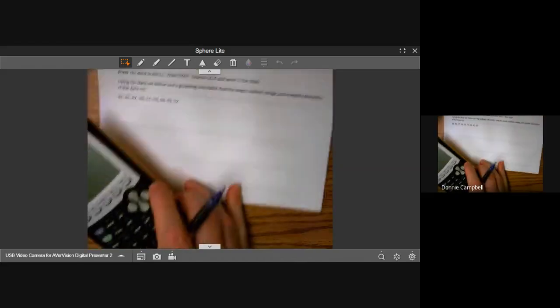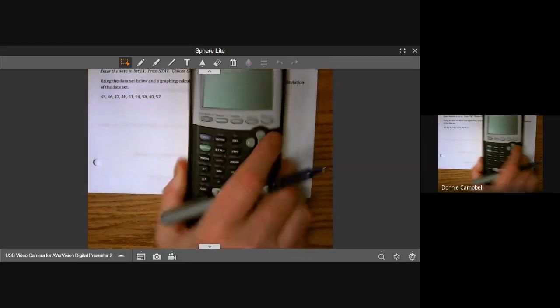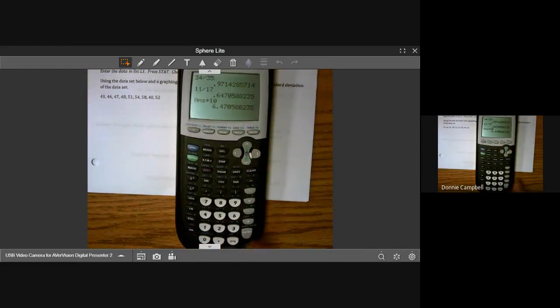Okay, the next one, we're going to do it with technology. So I'm going to get my graphing calculator out. So what you do is you take this data and you go to your calculator. Okay, I'm going to move this up. So it's right here. And of course, turn your calculator on.